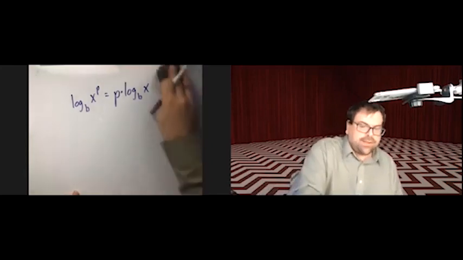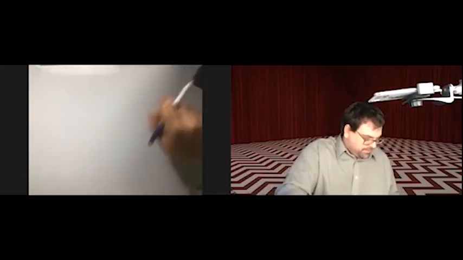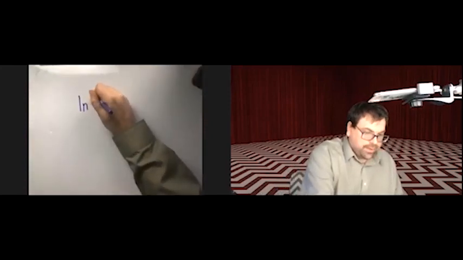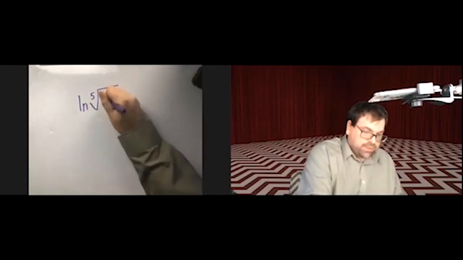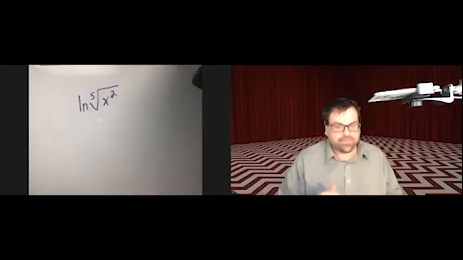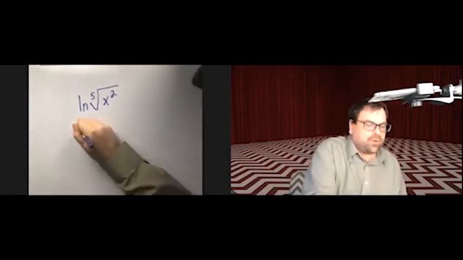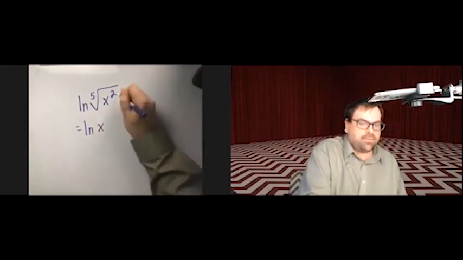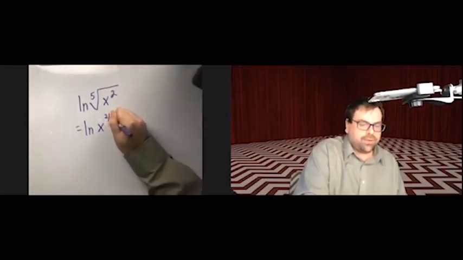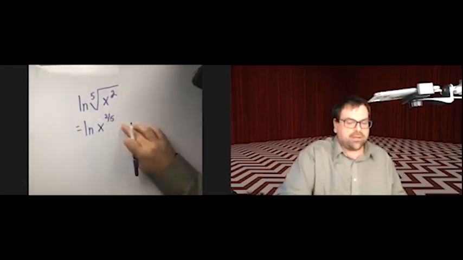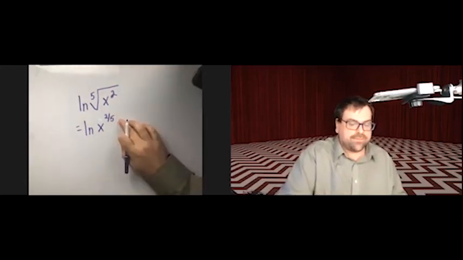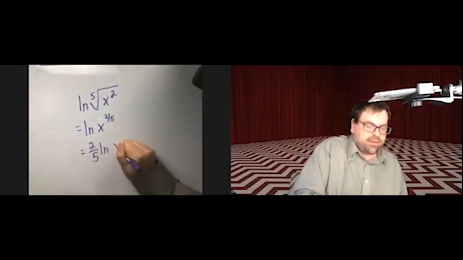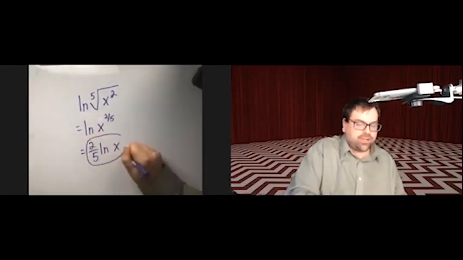How would we use this? Well, let's say we have the natural log of the 5th root of x squared. We can write radical form in power form, power over root. This would be the same as the natural log of x to the 2/5. We can bring that 2/5 power down front and multiply. 2/5 natural log of x.